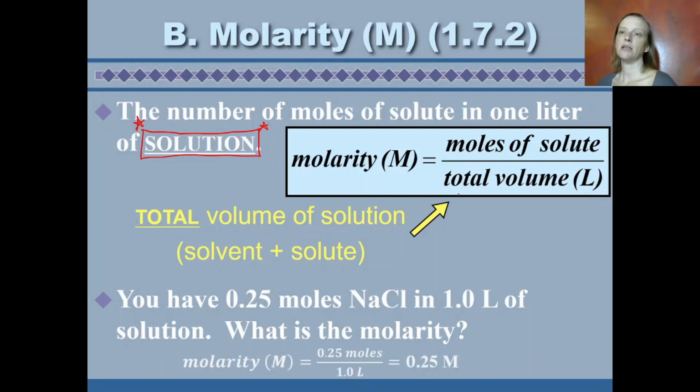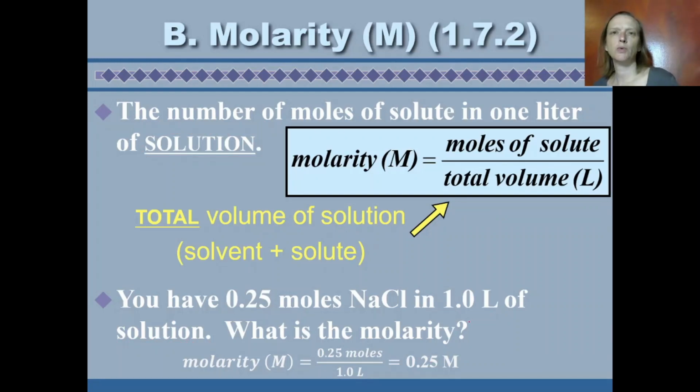Molarity is the moles of solute divided by the total volume. The moles of solute is given to me. It's 0.25 moles. The total volume of solution is given to me because it says in the problem that this is 1 liter of solution. So I divide by 1 liter of solution, and the molarity is 0.25 molar.